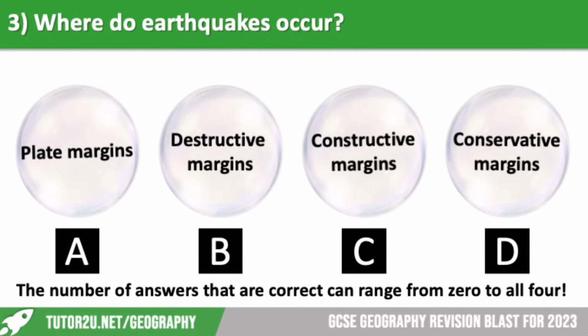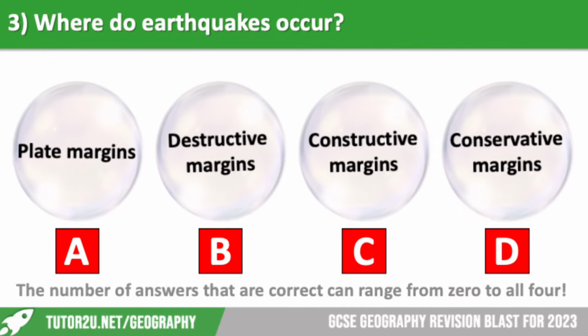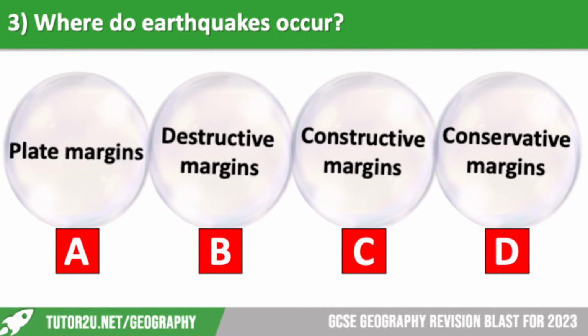Where do earthquakes occur? So we've got plate margins, destructive margins, constructive margins and conservative margins. Okay, let's reveal the answer. It is at all 4 of them.